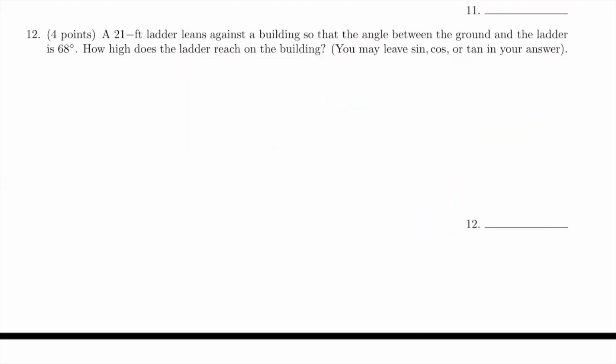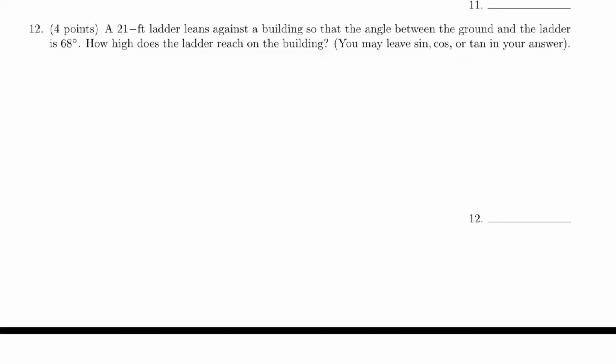Okay, for number 12, we have a 21 feet ladder leans against a building. So that allows us to draw a picture like this. So let's suppose that's the building, and let's suppose this is the ladder, and this is the ground. So let me try to fix the corner.